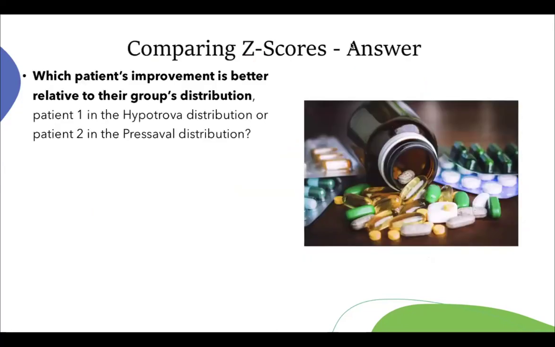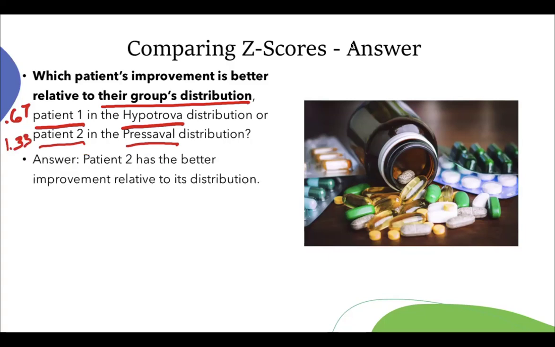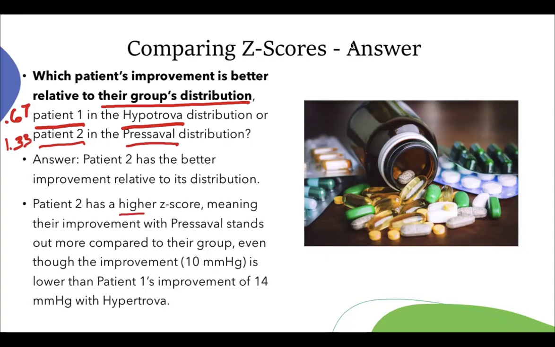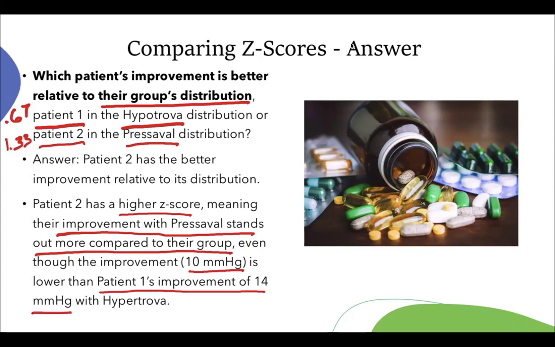So this is how we're going to answer this. Which patient's improvement is better relative to their group's distribution? Do we have patient 1 in the Hypertrova distribution or patient 2 in the Pressivol distribution? Let's remember the z-scores. 0.67 was the improvement for patient 1, and patient 2 was 1.33. So patient 2 has the better improvement relative to its distribution. Patient 2 has the higher z-score, meaning that their improvement with Pressivol stands out more compared to their group, even though the improvement of 10 mmHg is lower than patient 1's improvement of 14 mmHg with Hypertrova.